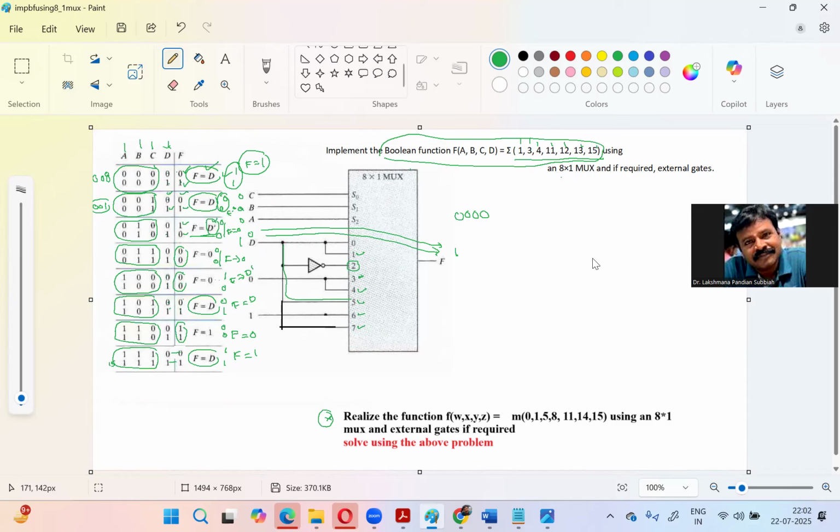and 0 is connected with 0. Right? Sorry, 0 is connected with 1 because F equal to 1. Then 1 is connected with 0. So this is 1. Right? So now you are having now this is 1.